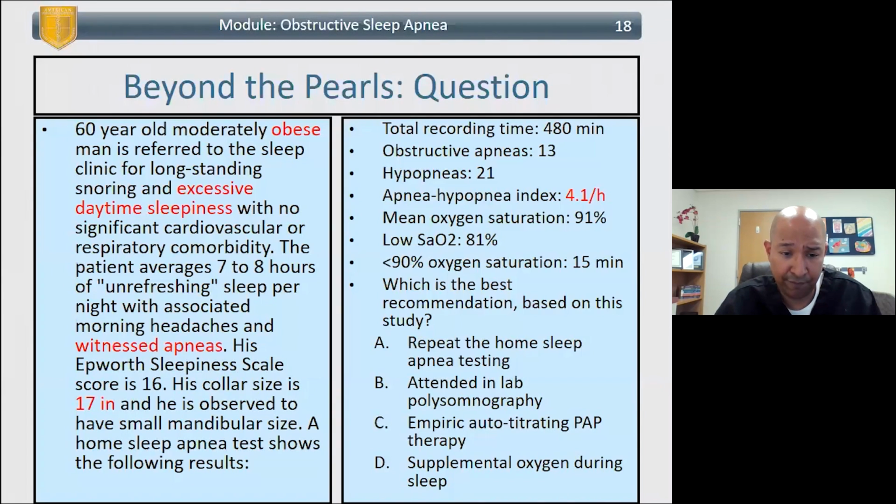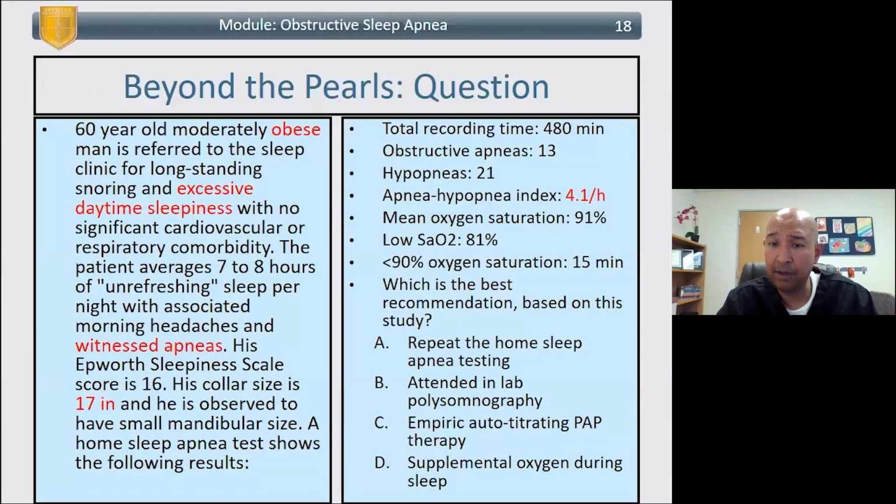I'm sure the cutoff for most of you folks is like 12 and above. His collar size is 17 inches, and of course that's a huge risk factor. Greater than 17 for a man, greater than 16 for a woman. And he is observed to have a very small mandibular size, another risk factor. They do a home sleep apnea test, as you should, because there's a very high pretest probability of OSA.